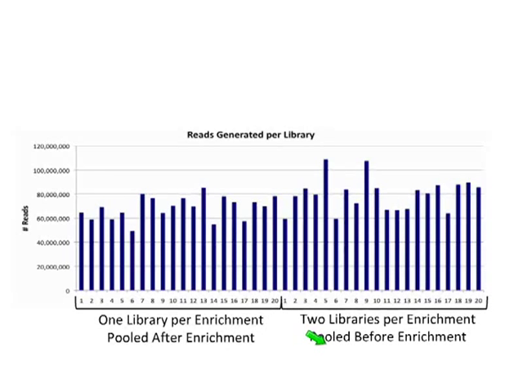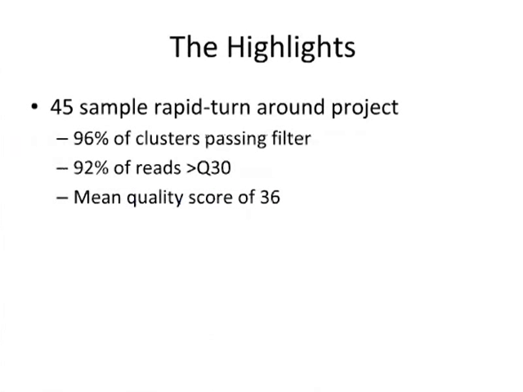And this is just reads generated per library, or number of raw reads here, and then 1 and 2 libraries per enrichment. This appears a little bit noisier, but that's because now we have the variabilities of absolute sequence yield per experiment in this particular case.